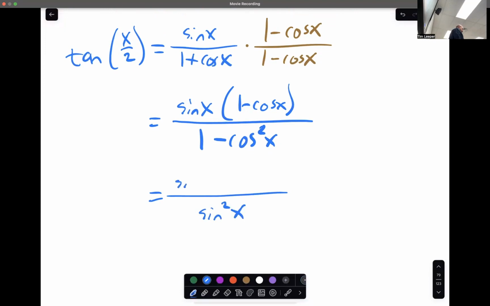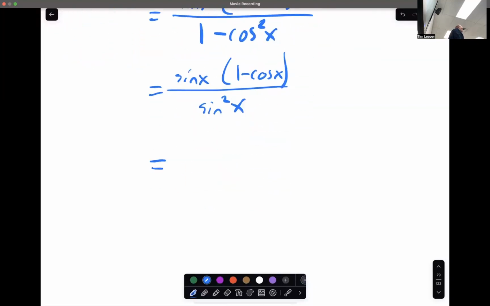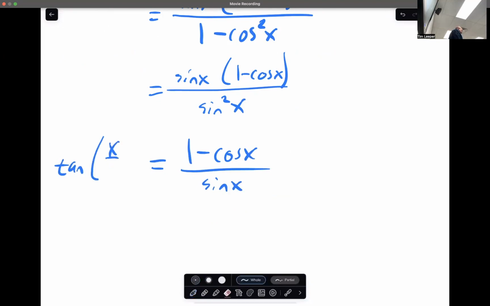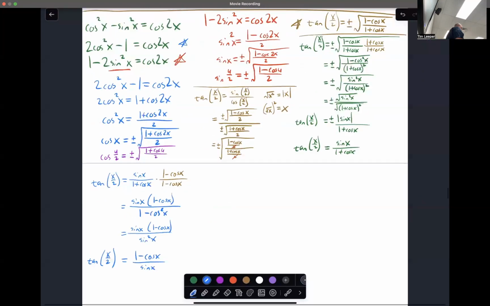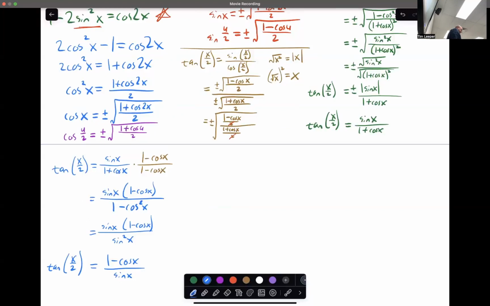So the numerator is still sine of x times 1 minus cosine of x, right? Oh, look, there's a common factor of sine of x. So if I cancel stuff, the numerator is just going to be 1 minus cosine of x, and the denominator will be sine of x. And therefore, that is the tangent of x over 2. That is your third identity. There we go. So we have several different identities here.